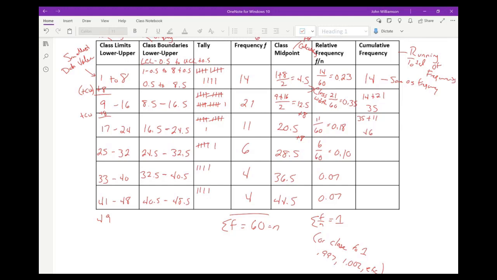And then same idea. So our next one, you tell me, what two numbers are we going to add? 46 and 6, exactly, to get to 52. And then now, same idea. Add 52 and 4 to get to 56. And then add 56 and 4 to get 60. One more place to check yourself. Notice this is in again, right?